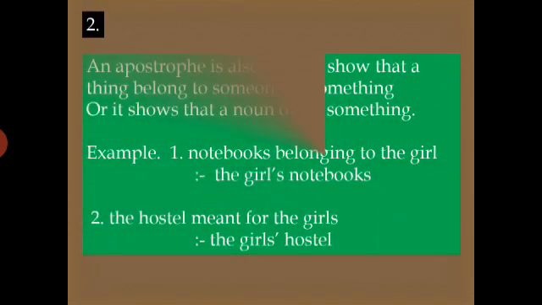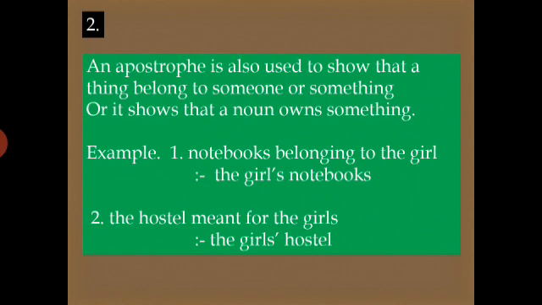See here, number 2. An apostrophe is also used to show that a thing belongs to someone or something, or it shows that a noun owns something, as we have seen in those examples. Some more examples are here. Example number 1, notebooks belonging to the girls. Whose notebooks? The girls' notebooks. With the help of an apostrophe, we will write it like this: the girls' notebooks.